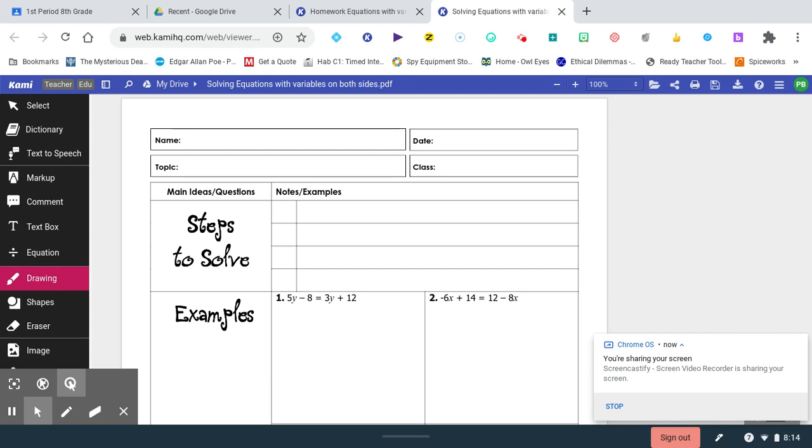All right, guys, today we're going to solve equations that have variables on both sides. So this is something new. You weren't shown this in seventh grade. So a new standard, make sure you take out notebook paper and a pencil and you take notes.